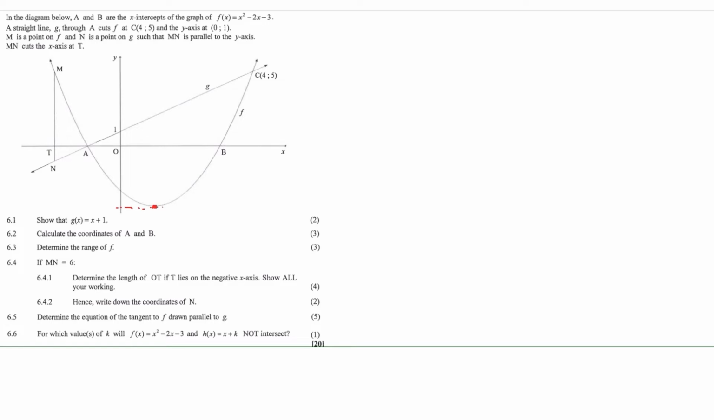And how we do that, we're going to use our turning point equation to work out the x value. x equals -b over 2a. Now the general equation of a parabola is y equals ax squared plus bx plus c, which is where we get our b value and our a value to put into our turning point formula.